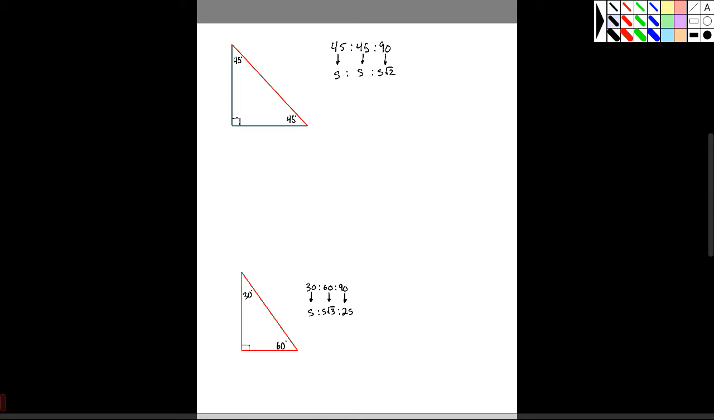Alright, right triangle trigonometry. We definitely need to talk about special right triangles, 45, 45, 90, and 30, 60, 90. The good thing about these triangles is if you know one of the sides for either of these two types of triangles, you could figure out what the other two sides are just by knowing these ratios here. So let's look at some examples.